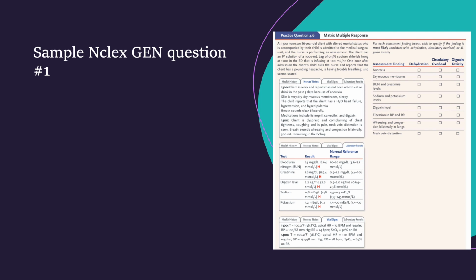All right, so anorexia. Would you most likely see anorexia with what? Digoxin toxicity. Dry mucous membranes, we will see that with what? Dehydration. BUN and creatinine levels, being that their levels are high, we're going to see that with what? Dehydration. Because now the kidney is not working properly because what? It is not getting enough fluids, right?